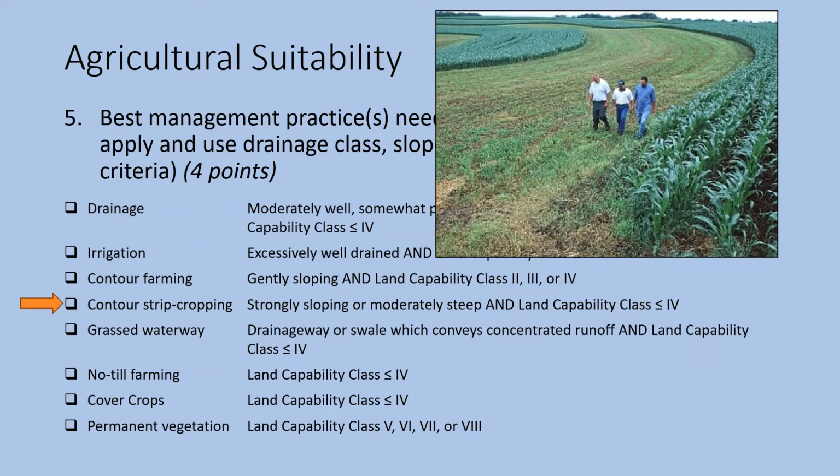At steeper sites, you'll see contour strip cropping used. This is when different crops are placed in alternating rows to help further reduce erosion off of the site. So we'll use the contour strip cropping practice in strongly sloping or moderately steep soils that also have a land capability class of less than or equal to 4.